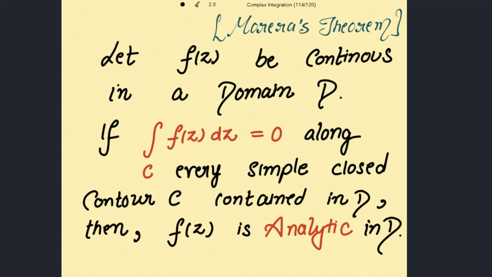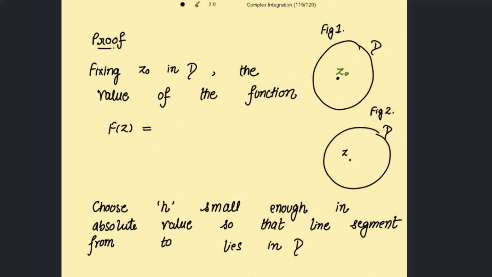It is given to us that f(z) is a continuous function in a domain D, and this integral over C is equal to 0 along every simple closed contour. So please look over here, figure 1. This is your domain D, and let's fix a point z0 inside this domain, and the value of the function F(z) is equal to the integral of f(ξ) dξ from z0 to z. This is independent of the path of integration from z0 to z, fine, and this lies inside D.